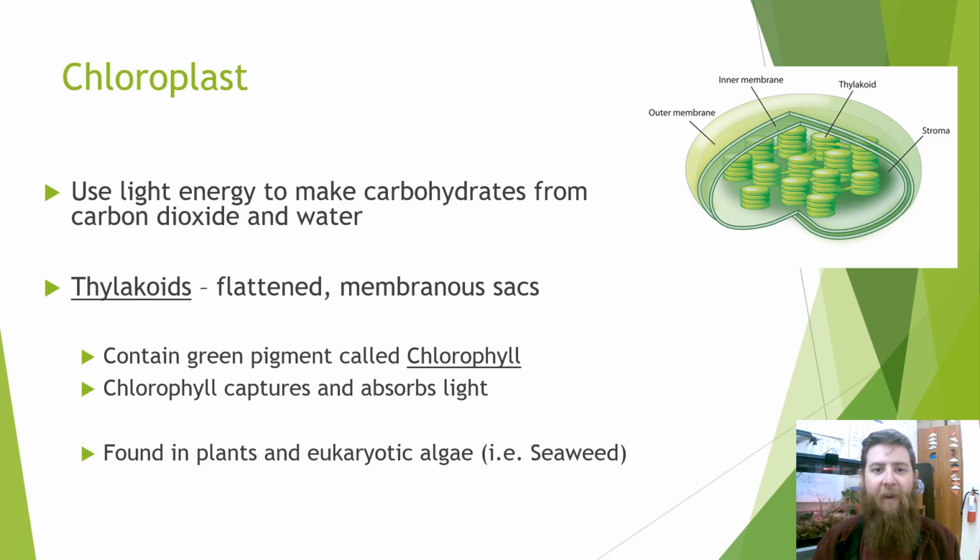Chloroplasts use light energy to make carbohydrates from carbon dioxide and water using thylakoids, which are flattened membranous sacs. They have a green pigment in them called chlorophyll, and chlorophyll captures and absorbs light. These can be found in both plants and eukaryotic algae like seaweed. That's not a plant, but probably a pretty close relative.